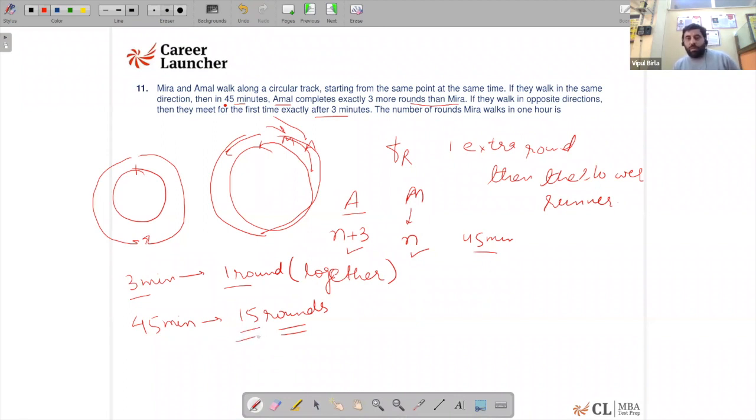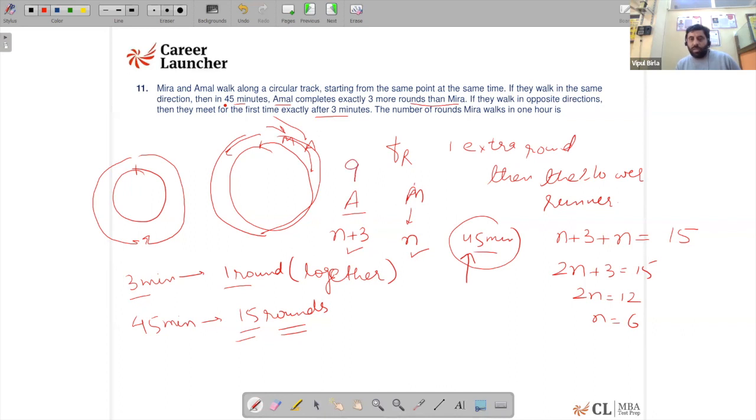Since the distance traveled by both Amal and Mira together in that 45-minute span is going to be the same, the number of rounds taken by Amal and Mira should be equal to 15. So therefore I can say 2n plus 3 is equal to 15, or 2n is 12, therefore n is 6. So in a span of 45 minutes, Amal has completed 6 plus 3, that is 9 rounds, while Mira has completed 6 rounds, and together they've taken 15 rounds, which is also given.